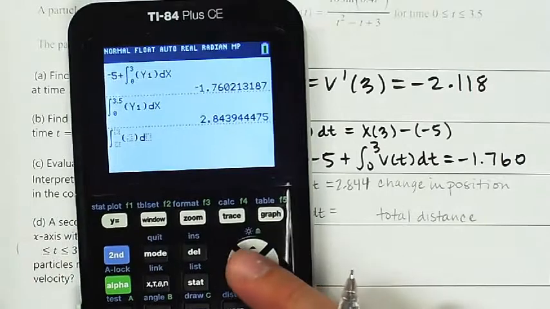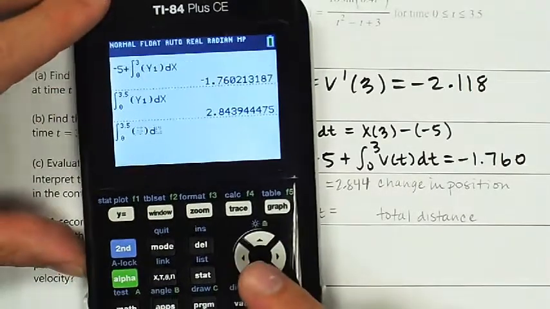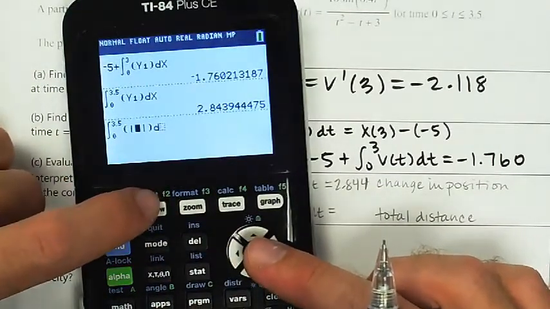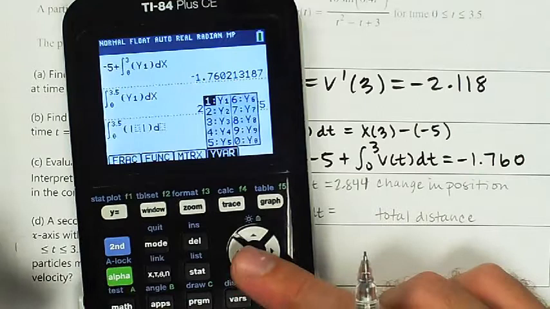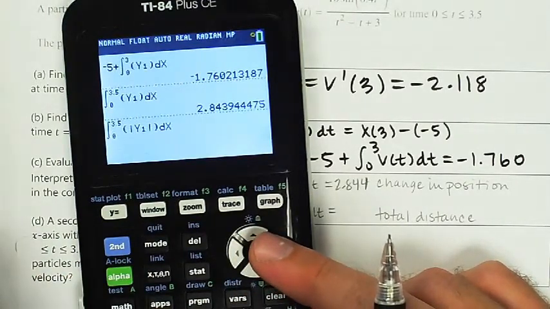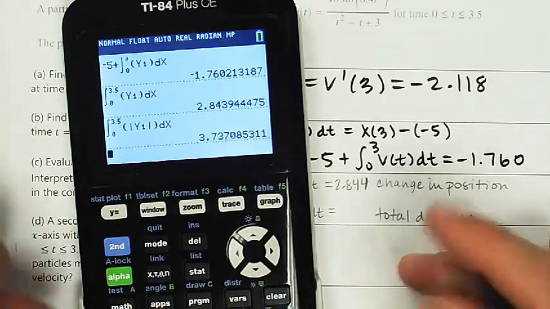All right, and then the integral of the absolute value. Okay, we can't just insert an absolute value around something, unfortunately. And so what I'm going to do is go back, get the absolute value from y2, which I only recently learned about, and I will throw in 1. Let it think for a second. And 3.737.